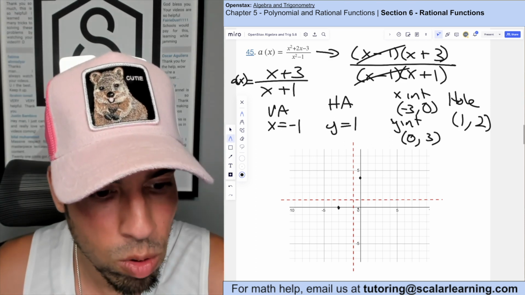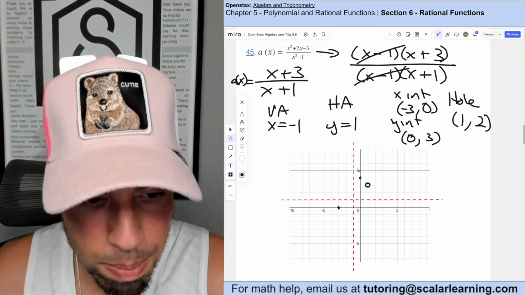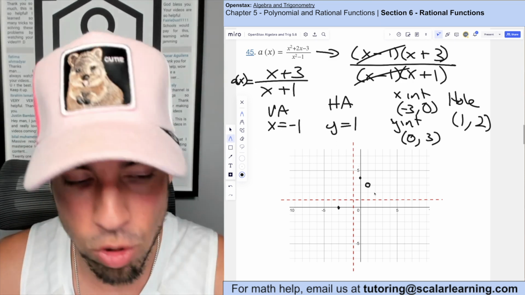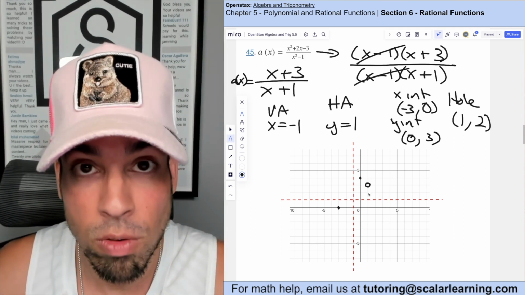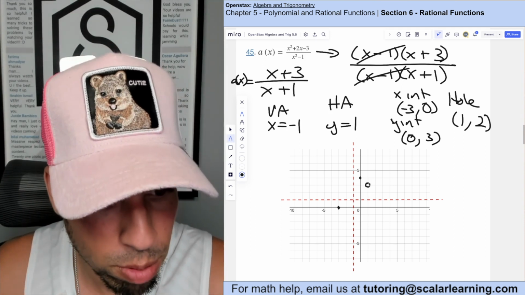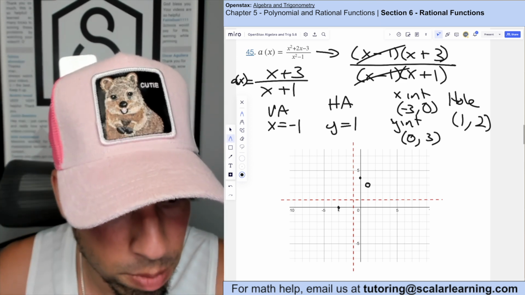So the way we plot a hole is we say 1 comma 2 is right here. Now that's going to be on the path of the function, but we're putting a little open circle to indicate that even though it looks like it goes through that point, there's actually no value there. There's no function value there. It's not a real point. But this right here is enough information to plot because we have a point in this region and we have a point in this region.